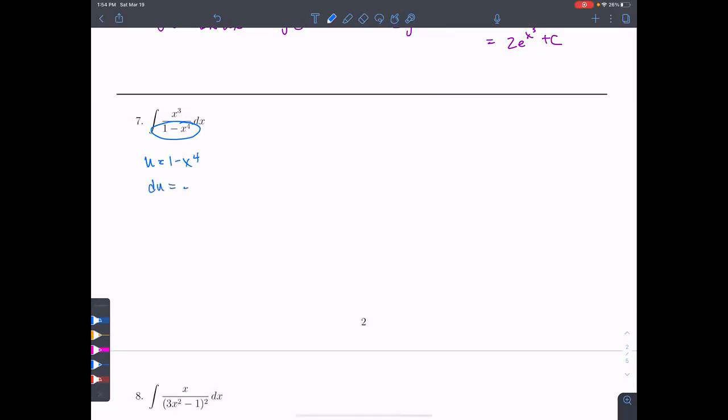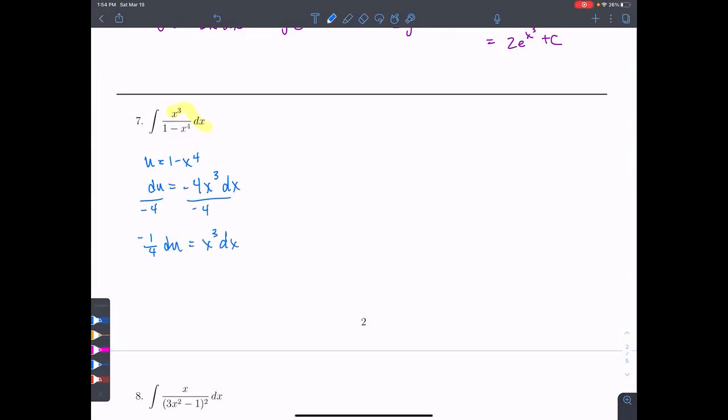Du would be negative, exponent down front, decrease it by 1. So negative 4x cubed dx. I don't have that in my integral right now. I just have x cubed dx. So I'm going to divide both sides by negative 4 to get that by itself. So I have negative 1/4 du is x cubed dx.